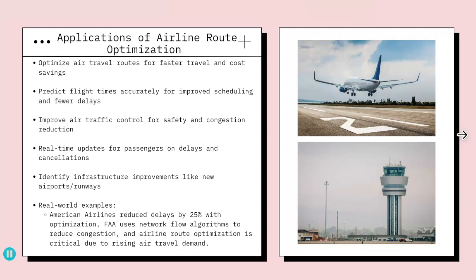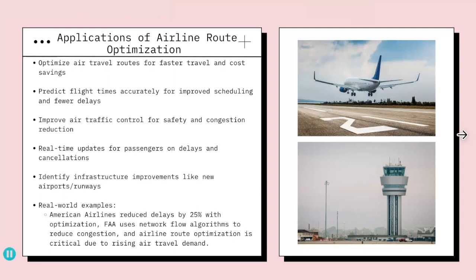Here we would like to talk about a few applications of airline route optimization. Optimizing air travel routes to reduce travel times and fuel costs. We can also predict flight times more accurately to improve airline schedules and reduce delays. Improve air traffic control systems to reduce congestion and increase safety. Identify areas for infrastructure improvements, such as the construction of new airports, runways, or tarmacs.